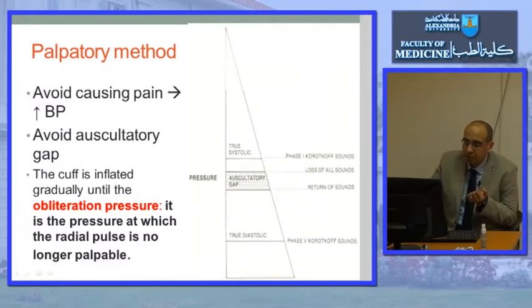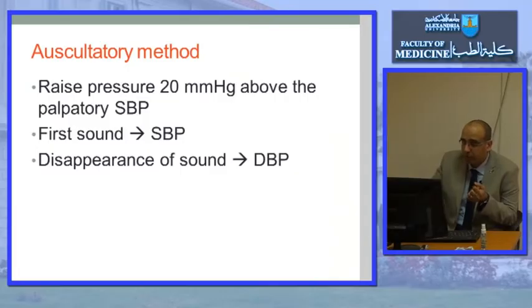Sometimes some doctors elevate the blood pressure without knowing the systolic to more than 220, 230, and the patient's actual systolic blood pressure is 140. This is too much. This will cause pain. This will stimulate the sympathetic nervous system, which will increase the blood pressure. This is wrong. So we do the palpatory method for two things: to avoid the auscultatory gap and to avoid more pain causing elevation of the blood pressure.